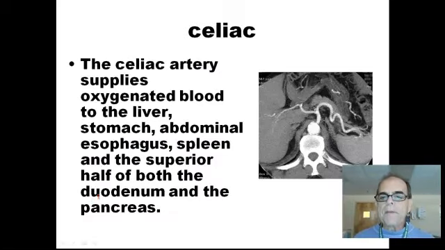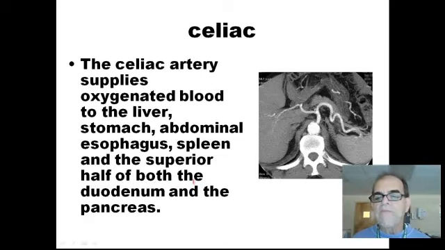Celiac trunk. In the picture is a CT scan of the celiac trunk. I know it's a CT scan because it's wide. Remember that the arteries and veins in ultrasound are anechoic, are dark. In CT scan, the arteries are wide. The celiac artery supplies oxygenated blood to a lot of organs: liver, stomach, abdominal esophagus, spleen, and superior half of both duodenum and the pancreas.